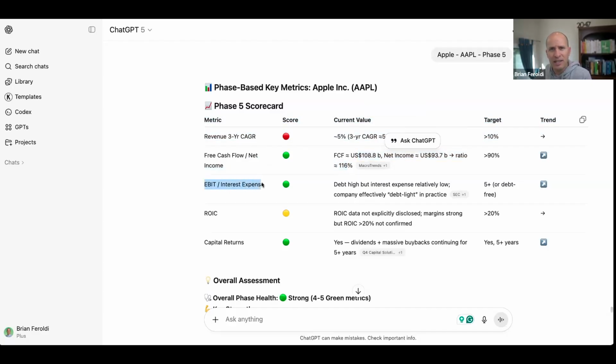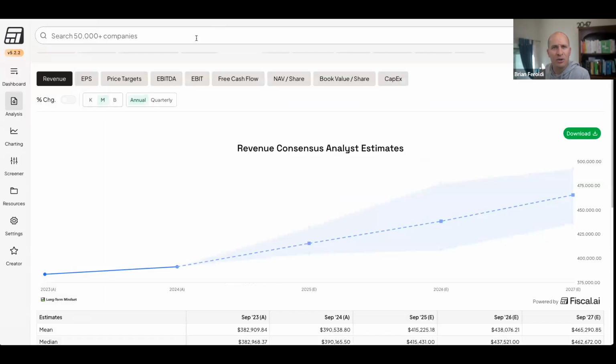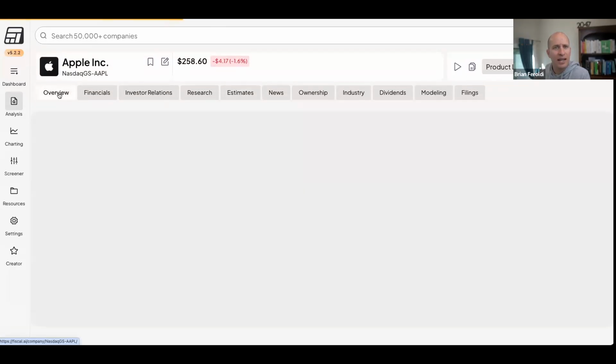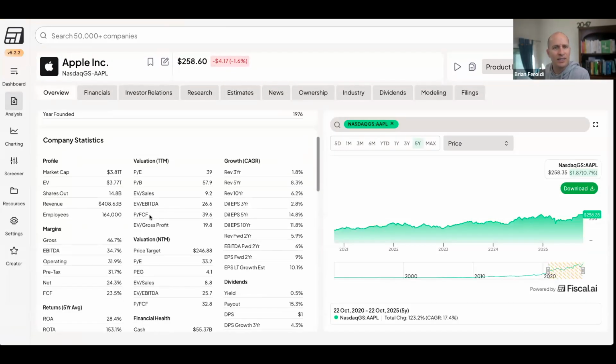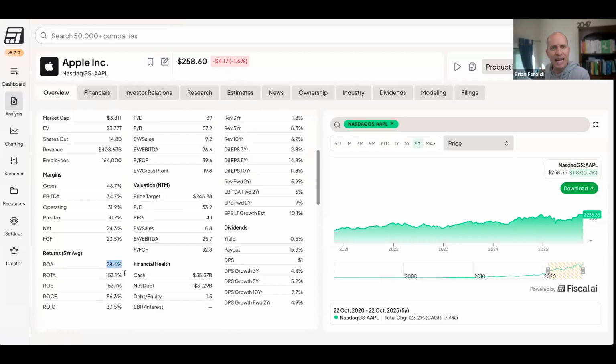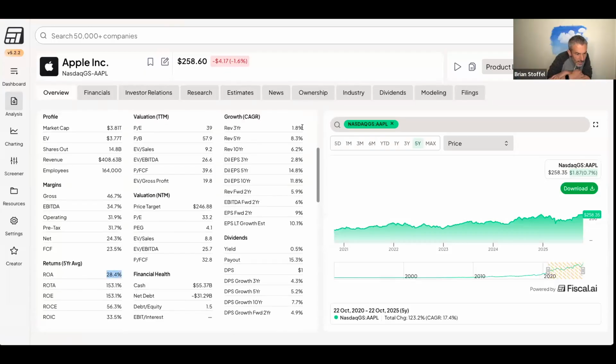EBIT to interest expense, the debt is high, but interest expense is relatively low. The company is effectively debt light in practice. Oh, I like that. That's a pretty good output analysis from ChatGPT. ROIC is not publicly disclosed, but margins are strong. But ROIC of 20% is not confirmed. Well, that's why we have Fiscal AI, and we can see the ROIC over the last 5 years is 28%. Wait, ROIC's down at the bottom. You're actually right, 34%. 33%.